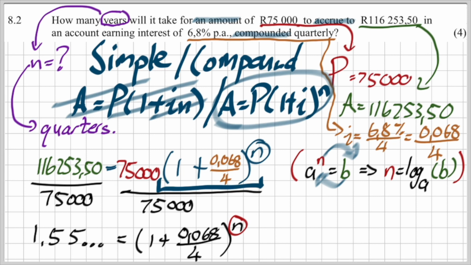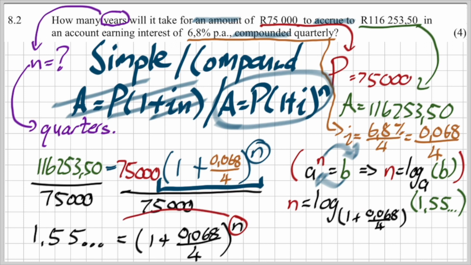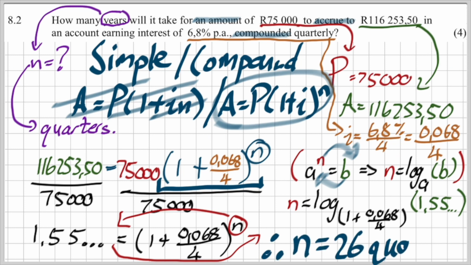When looking at this specifically, I can now say, okay, N is equal to log of the base, which is 1 plus 0.068 over 4. So in other words, that N goes on its own, and the 1.55 goes into the log. Now this I can simply put in my calculator, and I find N as being 26 something. So even if I round off to 1 or 2 decimals, it gives me 26 what?